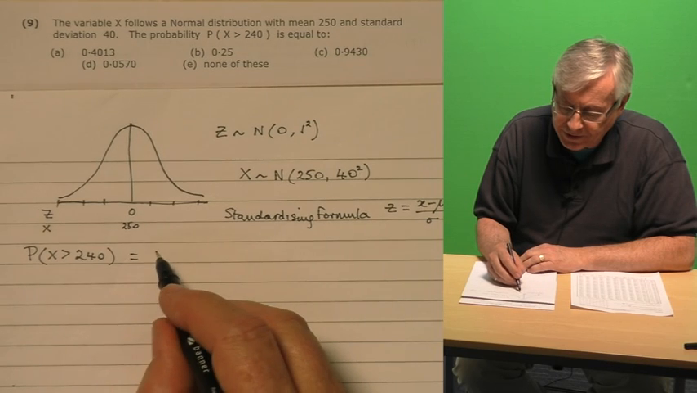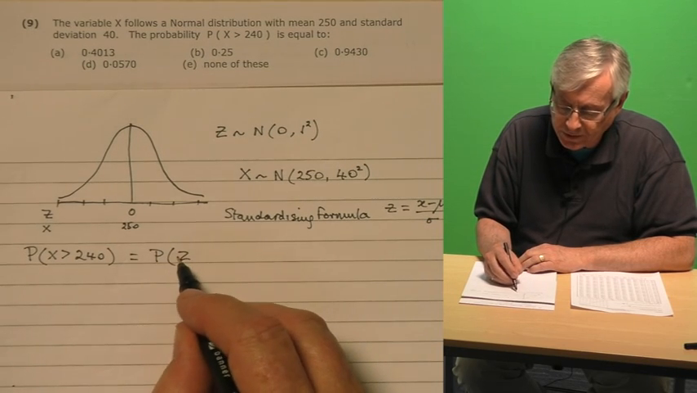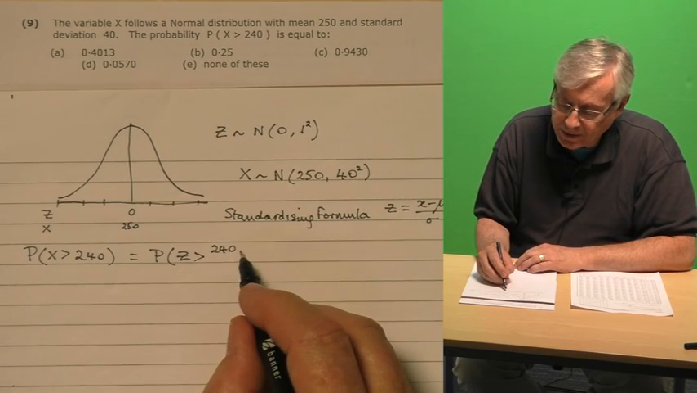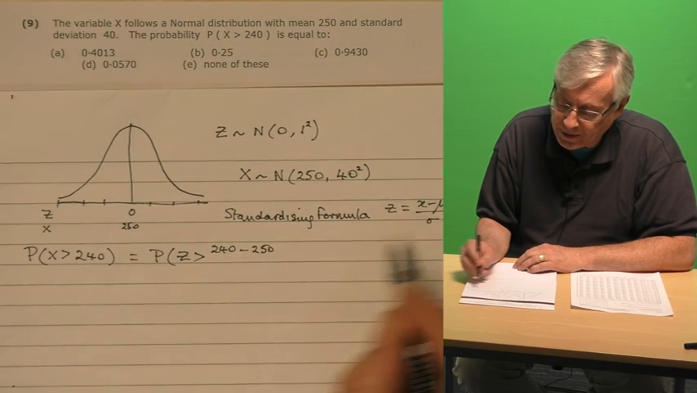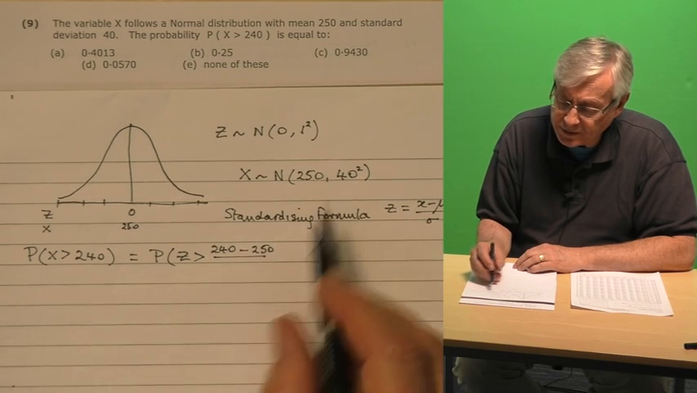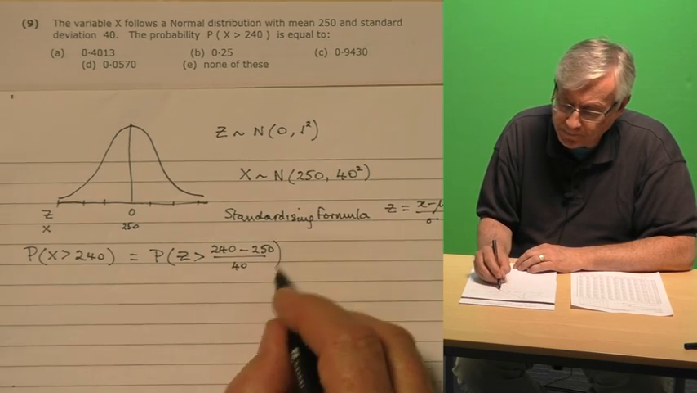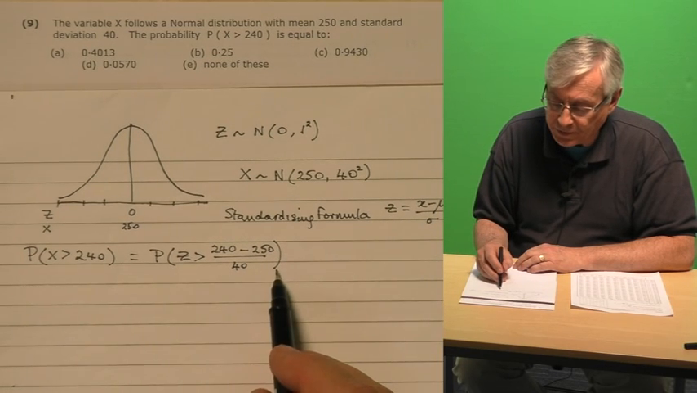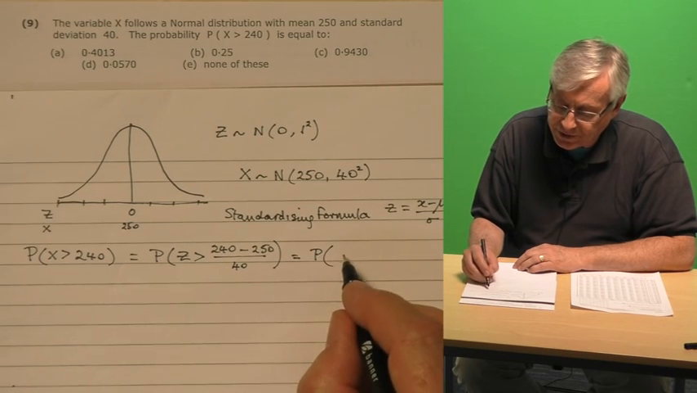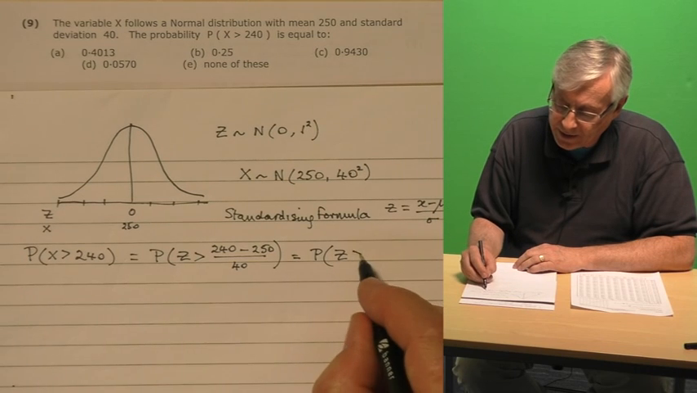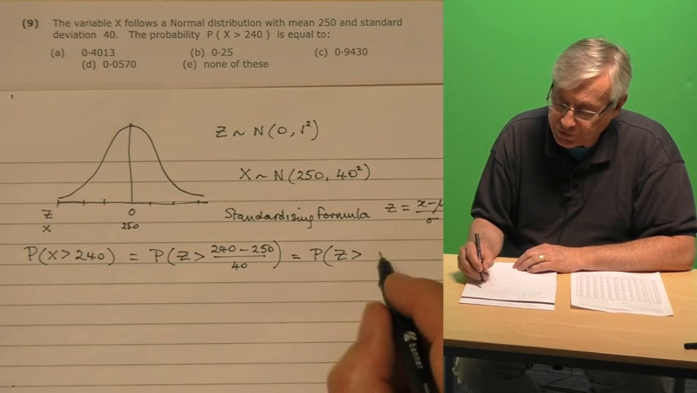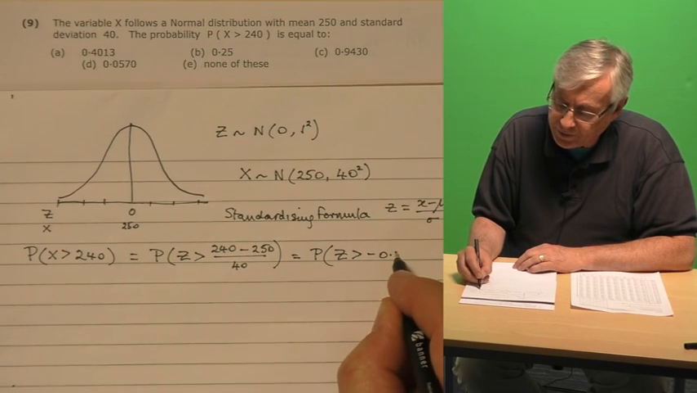And so what I do first is to change that into an appropriate Z language in the following way. 240, using the standardizing formula, subtract 250, that's the value of mu, divided by sigma, which is the value, in this case, 40. And now I need to work out what this calculation gives me, enabling me to work out the appropriate standardizing probability. Z bigger than 240, take 250 as 10, negative 10 divided by 40, I'm going to get minus 0.25 at that point.